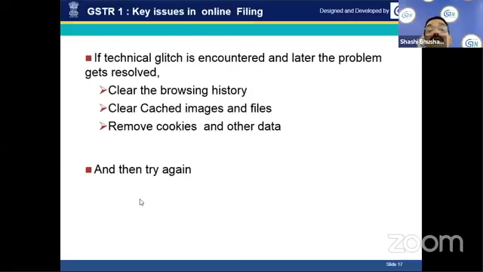Now, the same thing which I said for 3B you have to keep in mind for GSTR1 also: if because of some technical problem you face some issue and that technical problem got resolved, you need to take this step of clearing your browsing history, clearing cached images and files, and removing cookies before you again attempt. Otherwise, you may face a problem.